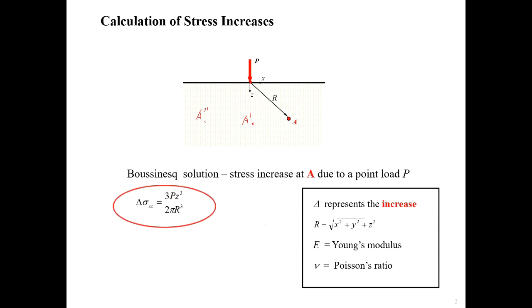So this is the solution for the stress increase only in the vertical direction. This tends to be the one we care about the most. The stress increase is a function of the radial distance R, but not of the soil property, because we only see the term P, and Z, the coordinate of the point A. We haven't seen the Young's modulus or Poisson's ratio in this formula.